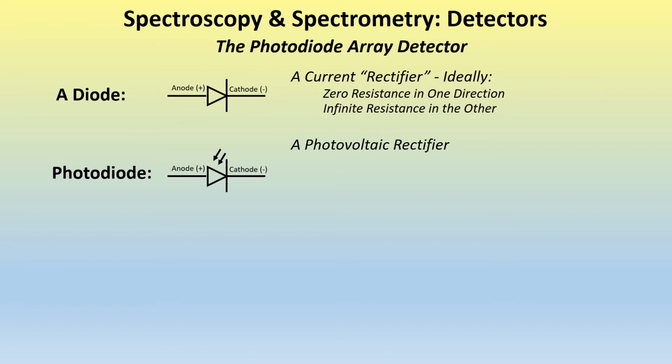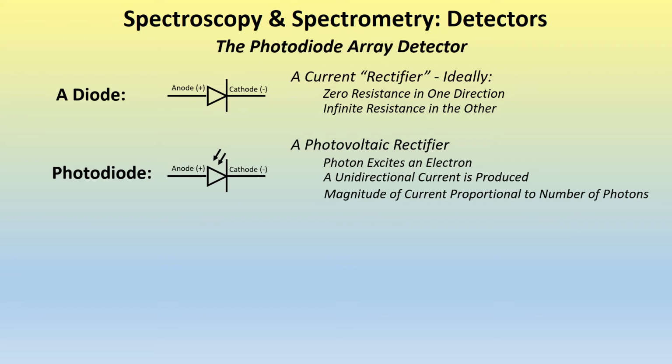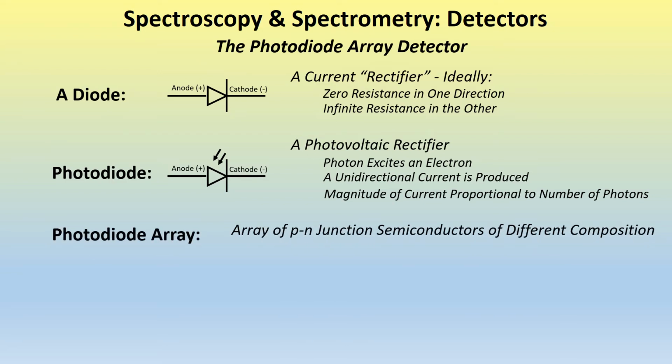In this case, photons excite an electron. Since it is a diode, a unidirectional current is produced. The magnitude of the current produced is proportional to the number of photons impacting upon the photodiode. A photodiode array is an array of p-n junction semiconductors of different composition. Different materials are sensitive in different ranges.